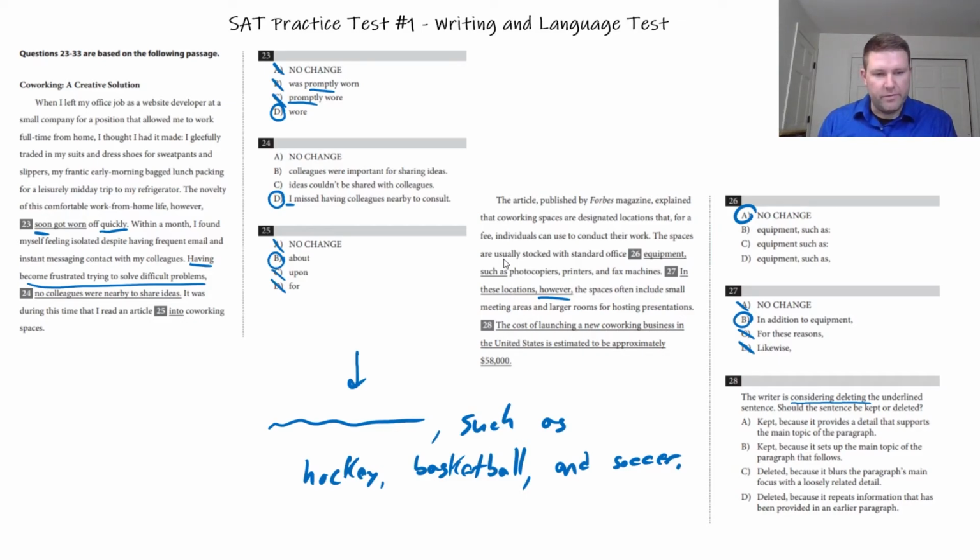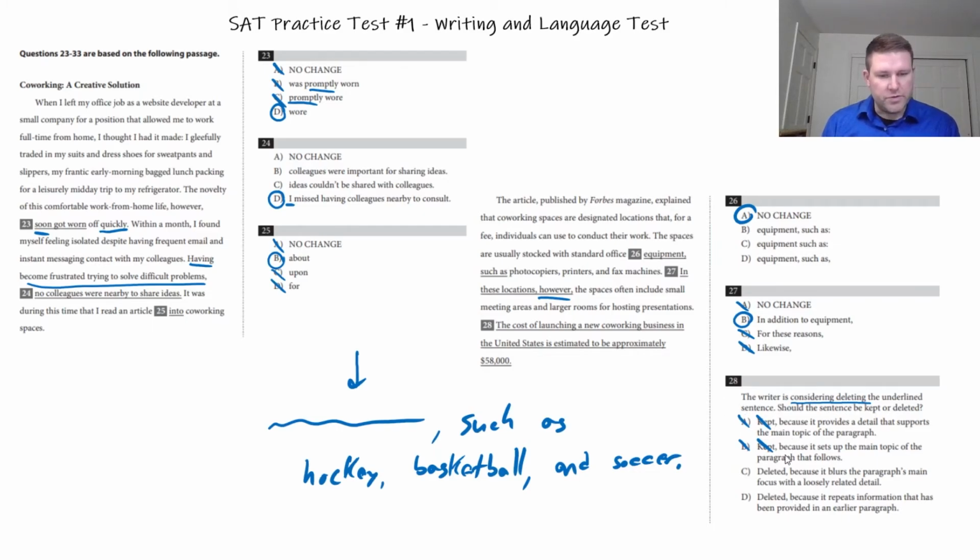So if you read it here, we were just talking all about what co-working spaces include. They've got standard office equipment and then small meeting areas and stuff. And then it randomly says the cost of launching a new co-working business in the US is estimated to be approximately $58,000. That's kind of random, right? We didn't exactly need to say that at the very end of this paragraph about what co-working spaces have, right? So we definitely know it shouldn't be kept. So you can chop these guys.